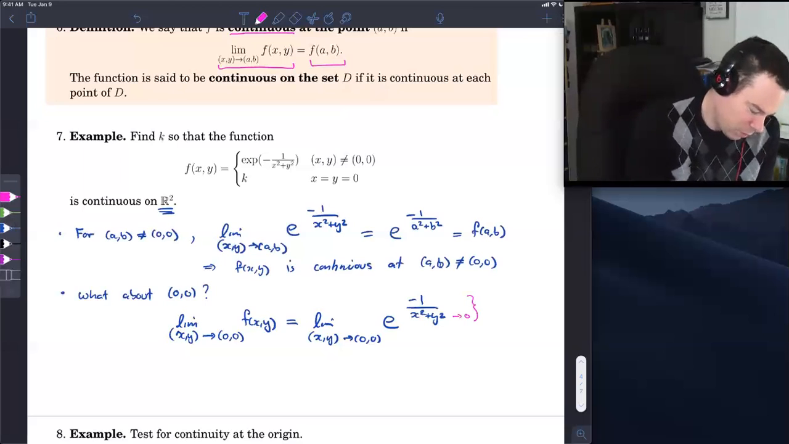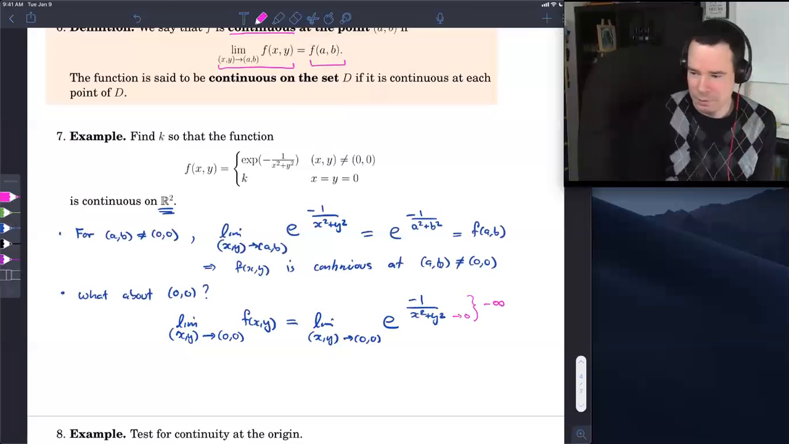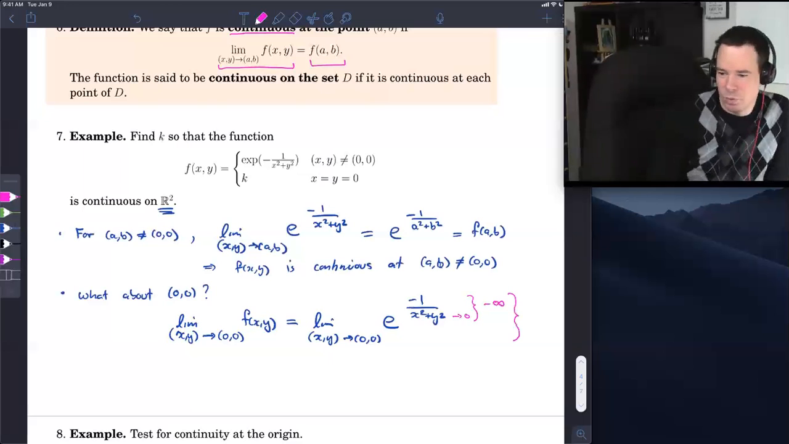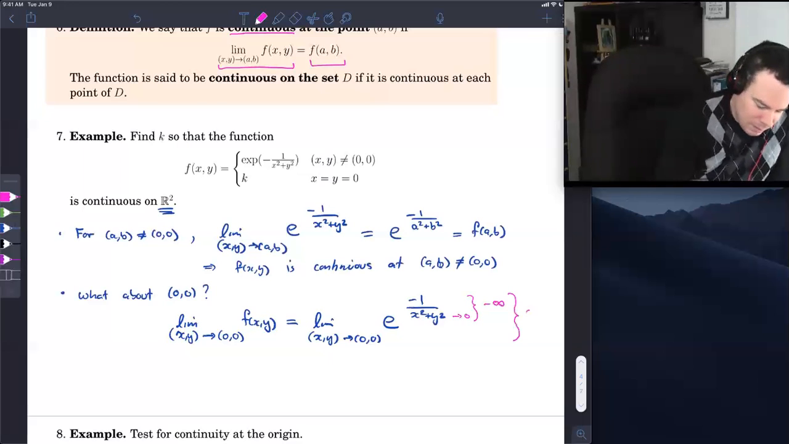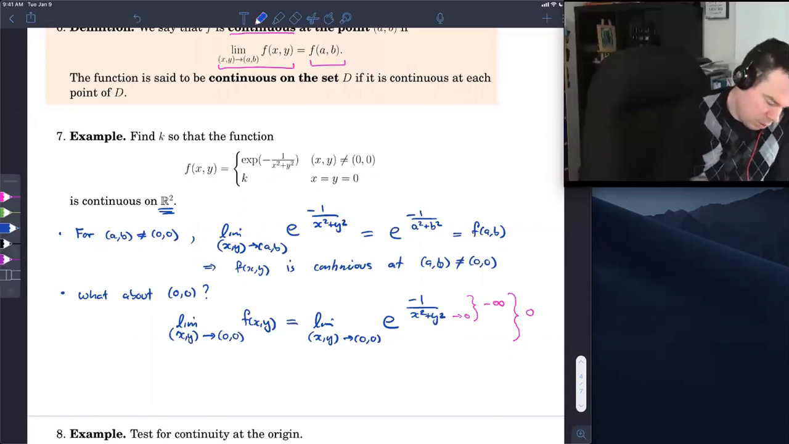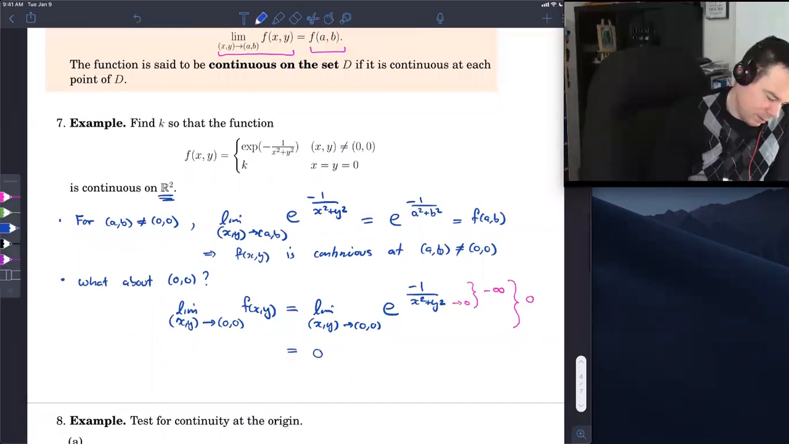So negative 1 over something that's really small is going to something that's really big in the negative. And then we're taking e to the power of something really big, or negative, a really big negative, which becomes 0. So we're just using our ideas from Calculus 1 as we had before. Basically e to negative infinity, we're thinking of, okay, that's going to 0.